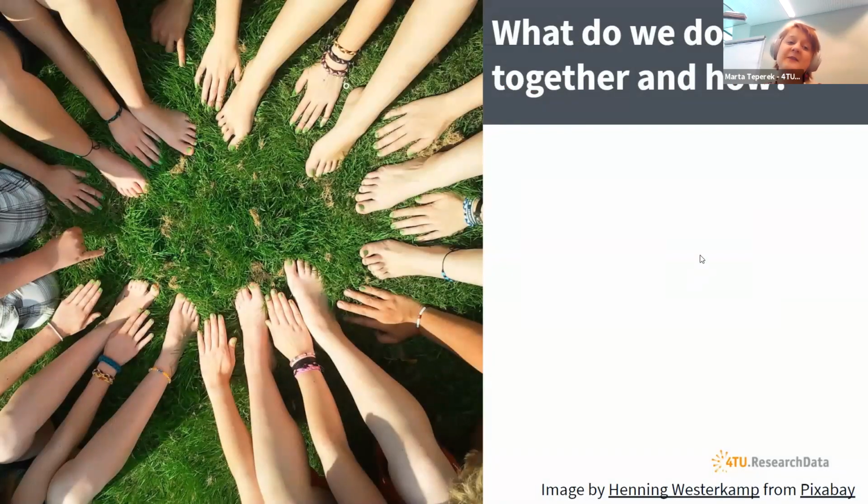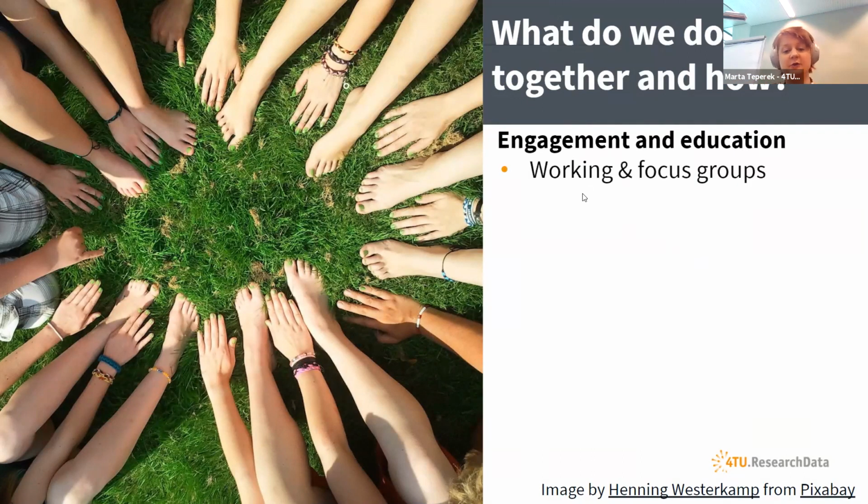And what do we do together and how? How do we support this process to make it as easy as possible for researchers? First of all, we do invest a lot in engagement and education. So we do a lot of working groups, focus groups, to discuss the topics which are of importance to the community. We do organize training, workshops, and demonstrations.